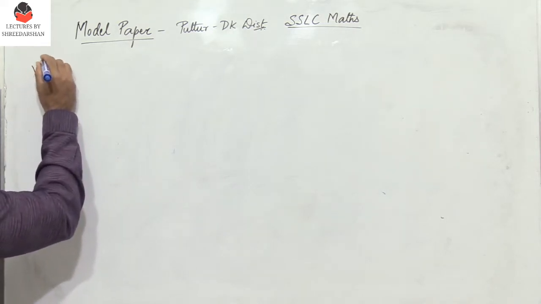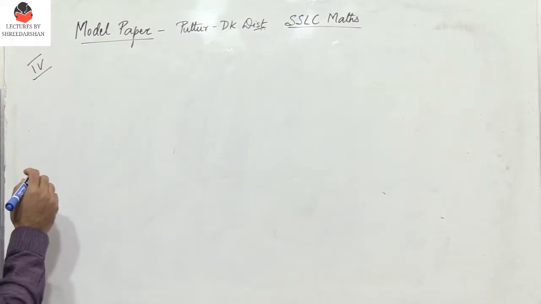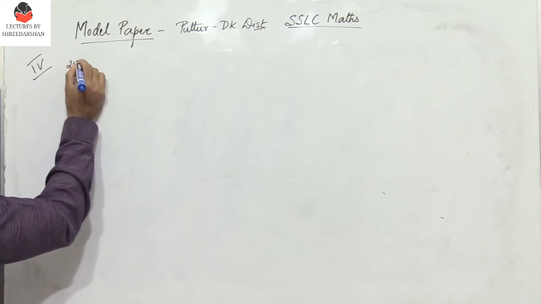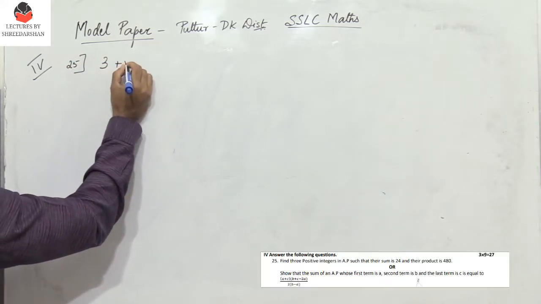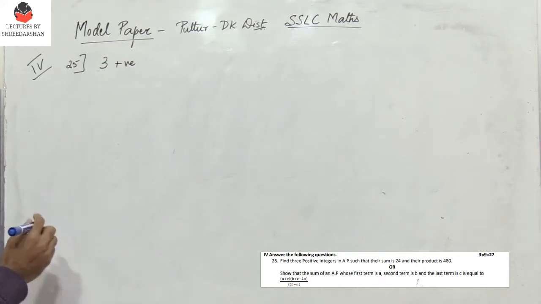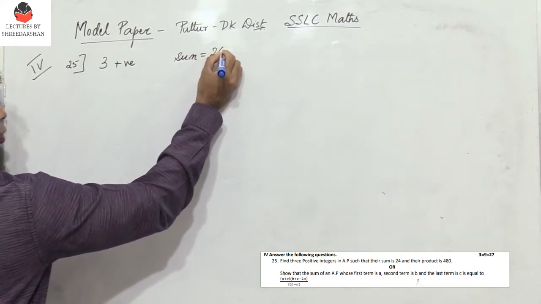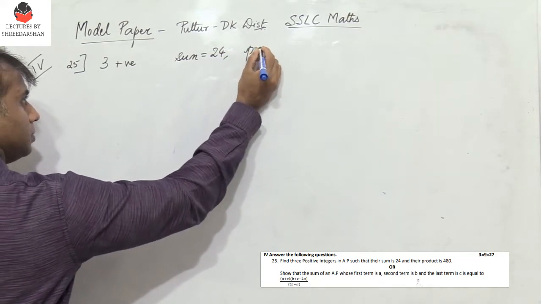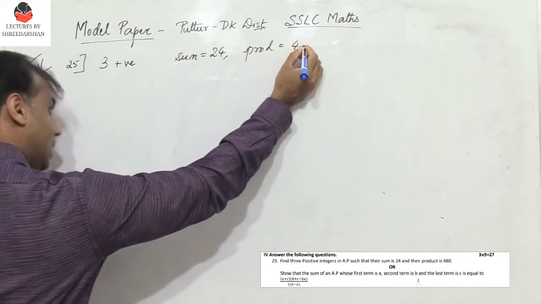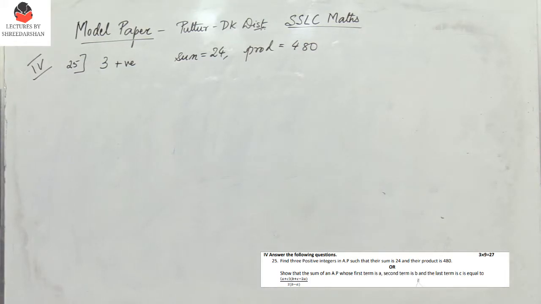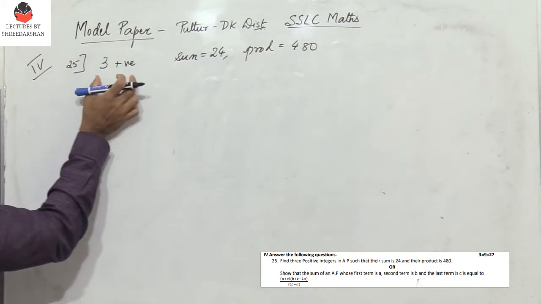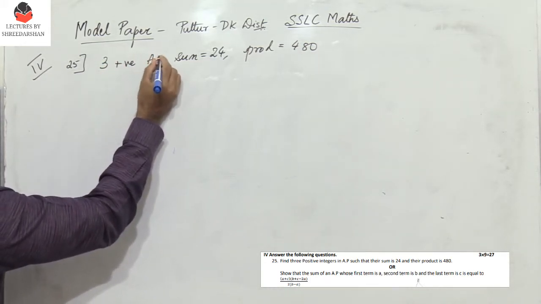In this part, we have all problems which are 3 marks each. Problem 25: there are 3 positive integers and they are all in arithmetic progression. If the sum is 24 and the product is 480, then we need to find the numbers. Now there are 3 positive integers in arithmetic progression.